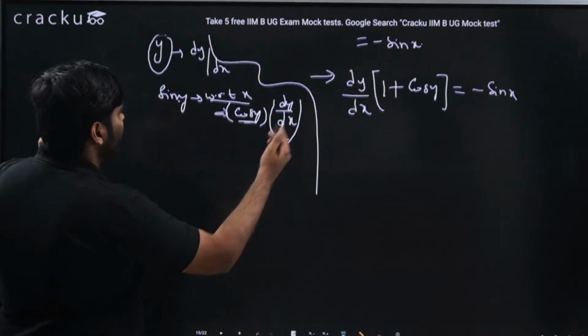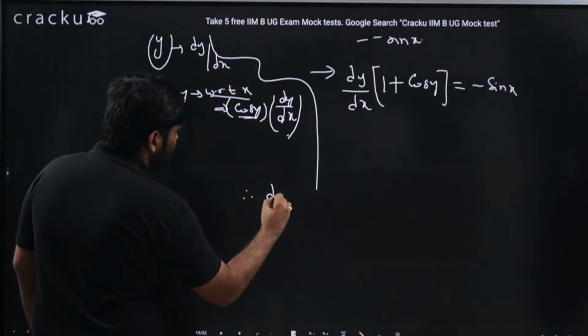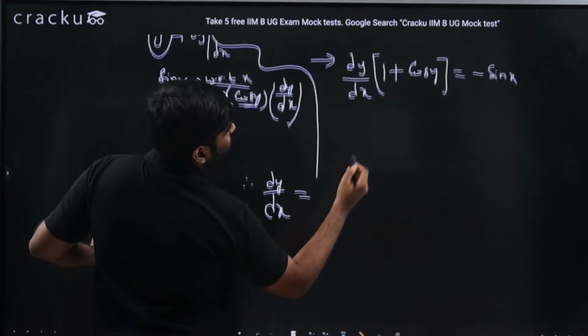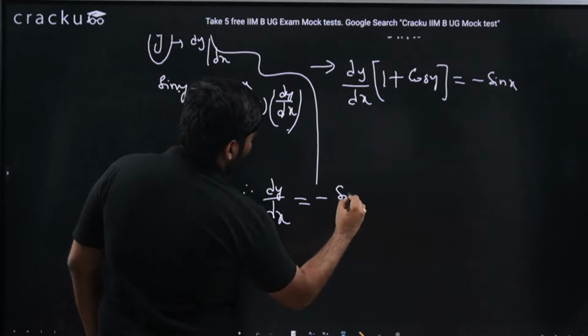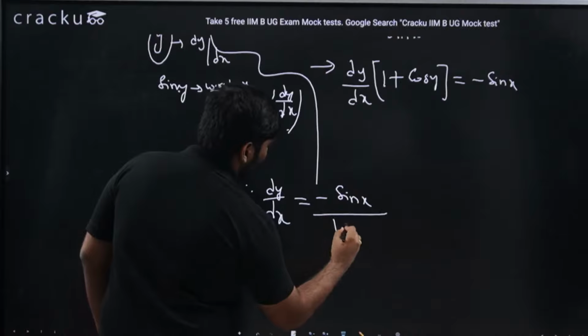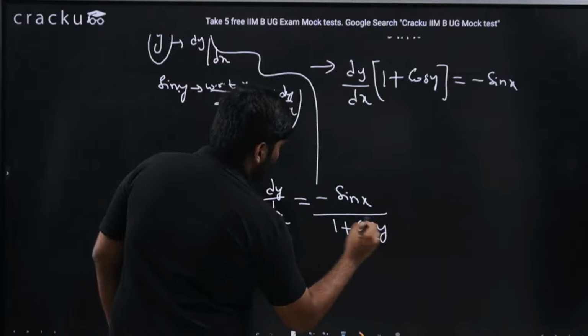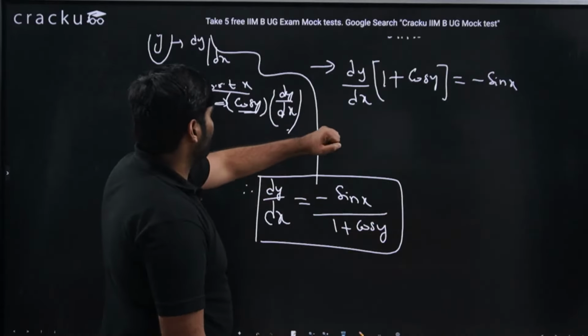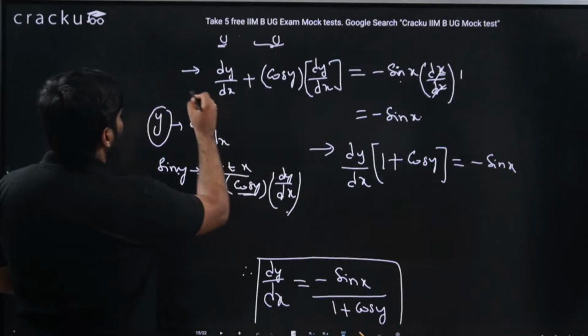So this is what we are getting. So what is dy by dx can be written, therefore this particular dy by dx is nothing but minus sin x divided by 1 plus cos y. This is how we have to deal with the implicit functions.